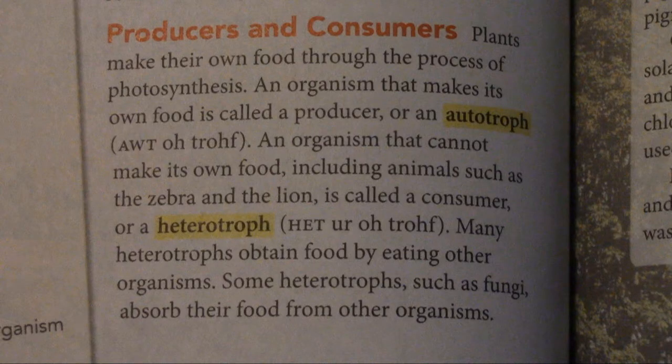Producers and consumers. Plants make their own food through the process of photosynthesis. An organism that makes its own food is called a producer or an autotroph. An organism that cannot make its own food, including animals such as the zebra and lion, is called a consumer or a heterotroph. Many heterotrophs obtain food by eating other organisms. Some heterotrophs, such as fungi, absorb their food from other organisms.